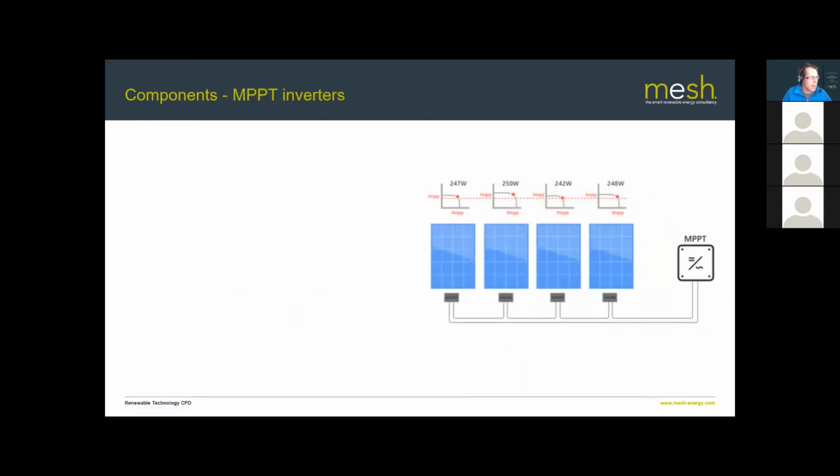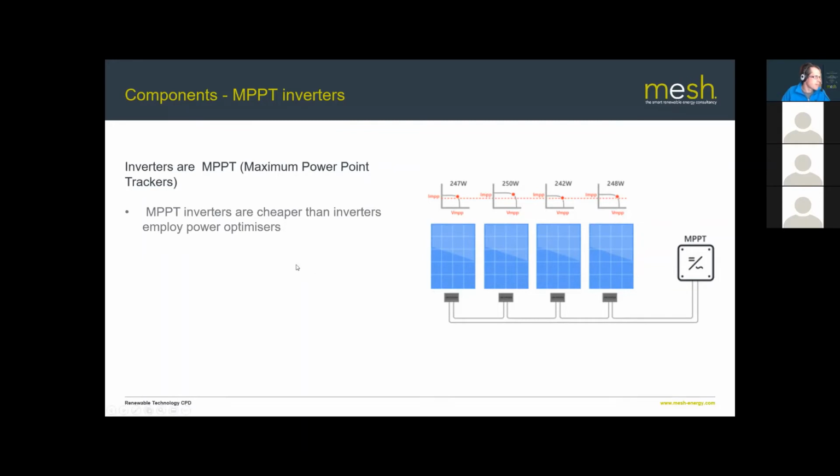So here's a fairly typical installation. This is an MPPT, which is a maximum power point tracker inverter, and almost all inverters on the market are this type. The reason they're the most predominant type is they're cheaper than the alternative inverters that employ power optimizers. They're also cheaper than micro inverters, which we're not going to talk about in this presentation.